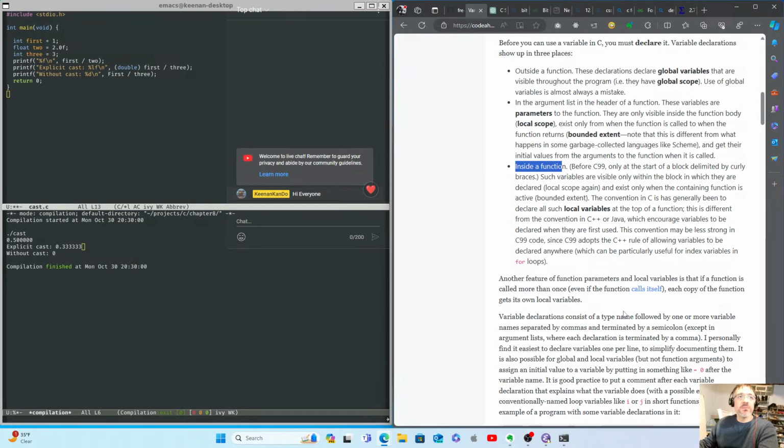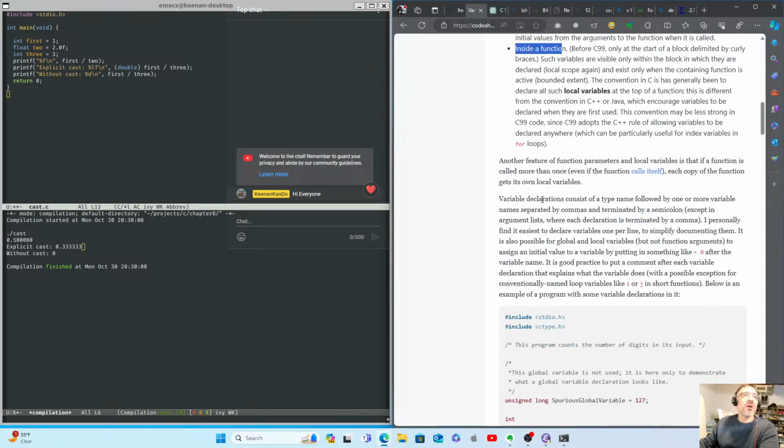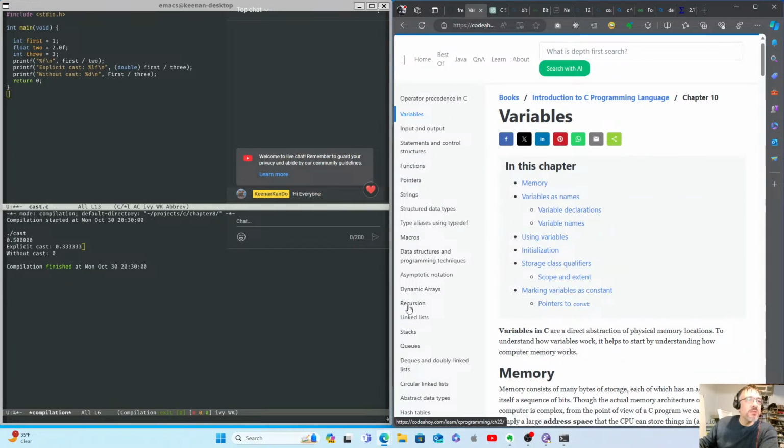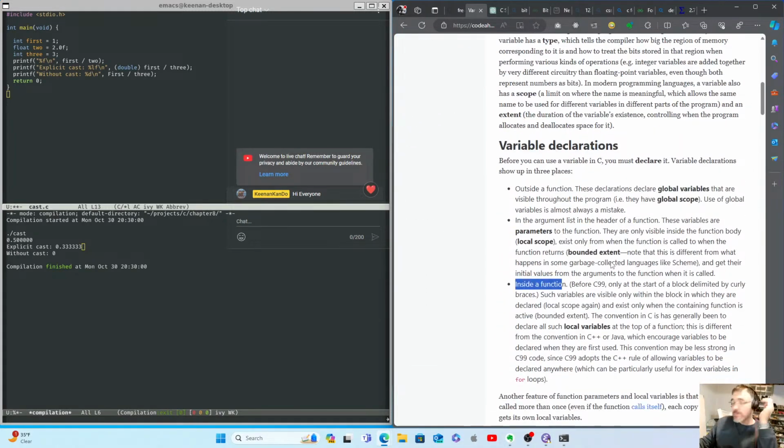Another feature of function parameters and local variables is that if a function is called more than once, even if the function calls itself, we're going to call that recursion. I do that in functional programming. We'll do some recursion there. This is going to be fun when we get to that. Is there a chapter on recursion? Yeah, right here, recursion. Very interesting. Okay.